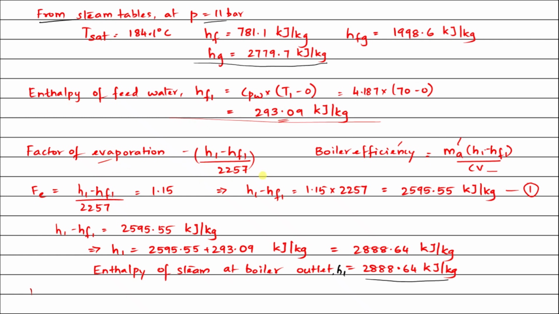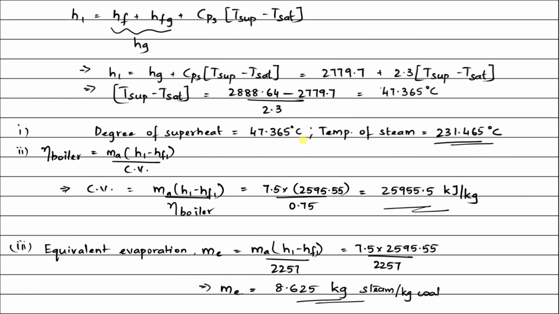After finding the enthalpy of feed water, I used the expression for the factor of evaporation, H1 minus HF1 divided by 2257, and I found the difference H1 minus HF1. This term is useful for all three parts of the question. From that H1 minus HF1 term, I found the enthalpy of the steam at the boiler outlet, which was my H1.